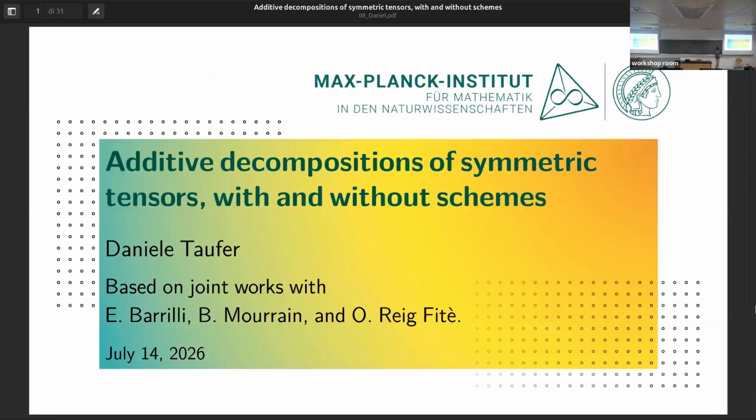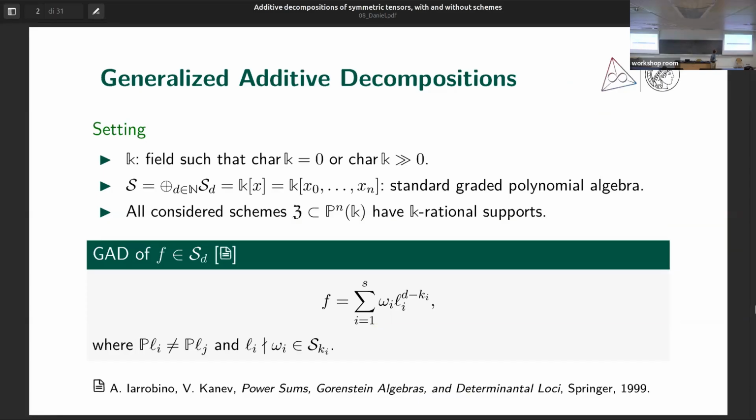So as I was saying, it's based on two joint works, one with Enrica Barilli, together with Bernard Morin, who will come tomorrow, I guess, and Oriol Reig-Pite. This will be a broad talk. I will first give an idea of how we consider schemes, starting from decompositions of polynomials or symmetric tensors. And then, as the title promises, I will also try to do the same, but without schemes. I know people don't like schemes. They should like the second half of the talk.